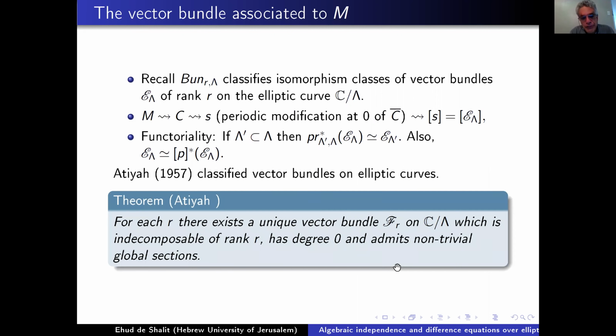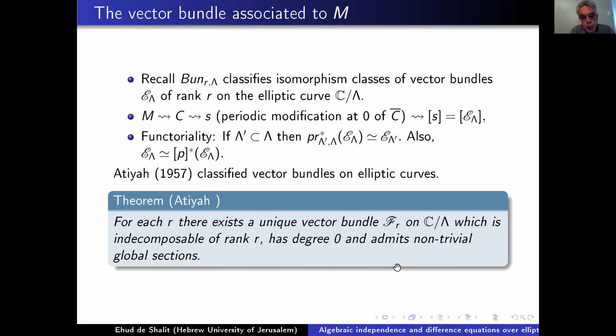And Atiyah classified in 1957 vector bundles on elliptic curves. And among other things, he showed that for each rank R, there exists a unique vector bundle F_R, which we would call Atiyah's vector bundle of rank R on the elliptic curve C mod lambda, which is indecomposable. It's not a direct sum of two vector bundles, but it might be reducible. It is reducible, in fact. It has degree 0. In other words, the determinant of this vector bundle is a line bundle of degree 0, and it admits non-trivial global sections.